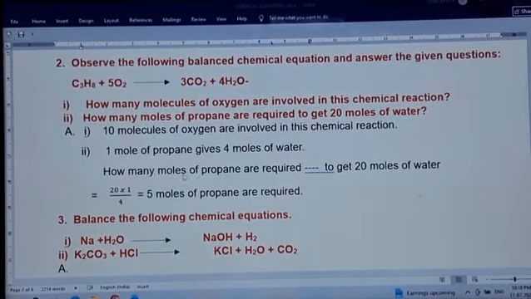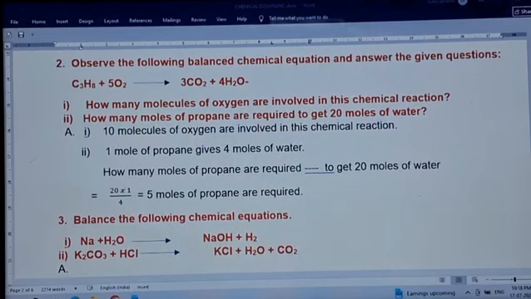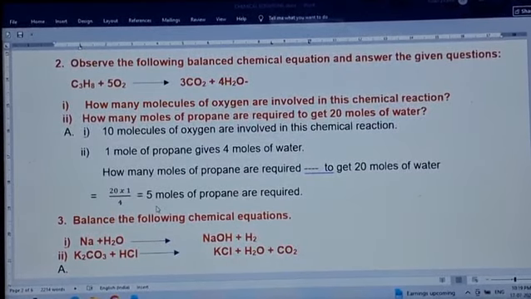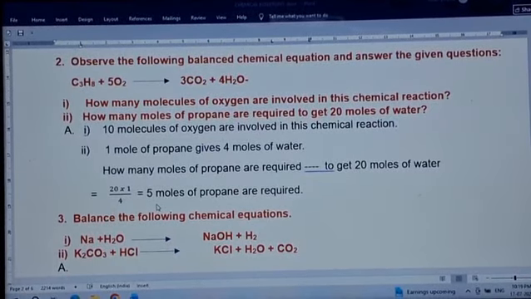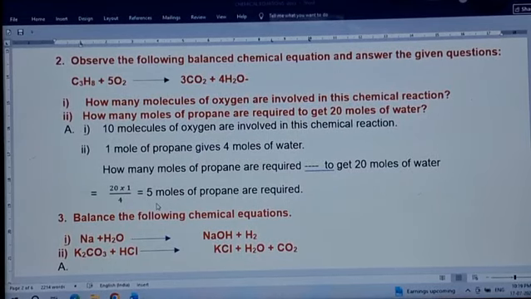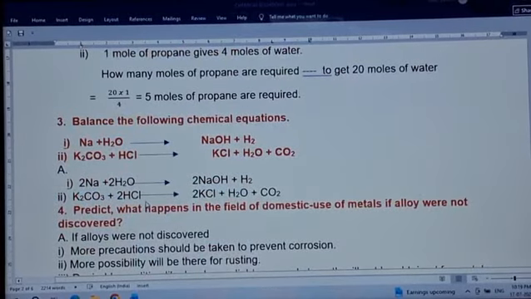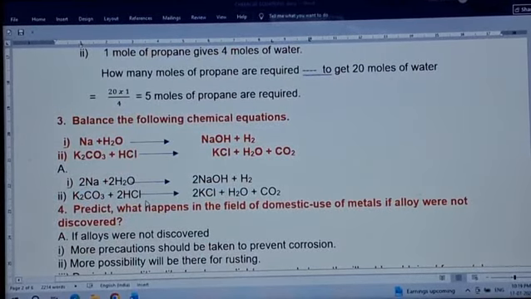And how many moles of propane are required to get 20 moles of water? This is a mathematical equation. So 20 into 1 by 4, that is 4 fives are 20. So 5 moles of propane are required for this reaction to take place. Next question. Balance the following chemical equations.